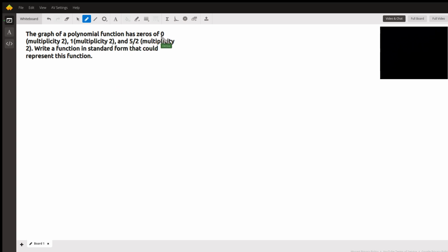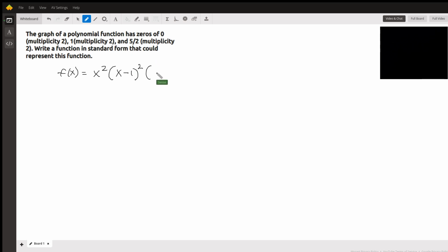So for a 0 of 0, multiplicity 2, this comes from a factor of just x. And because of the multiplicity 2, this would be squared. For a 0 of 1, the factor would need to be x minus 1. Multiplicity 2 would also be squared.